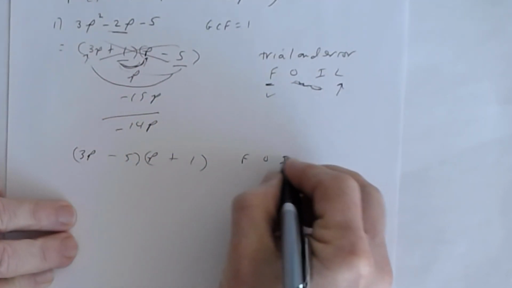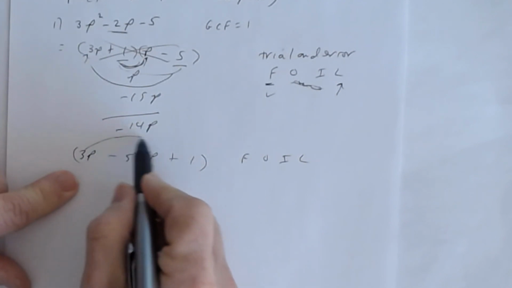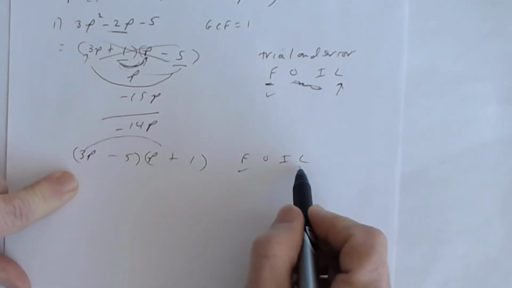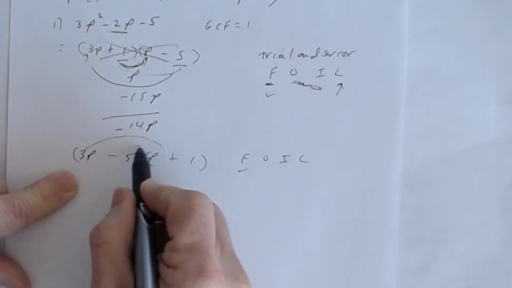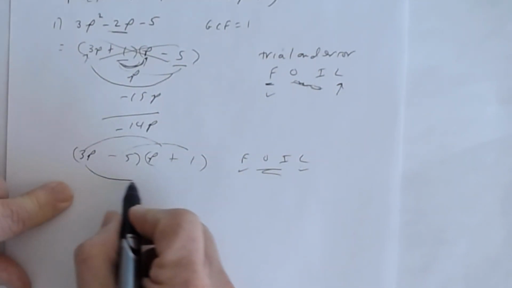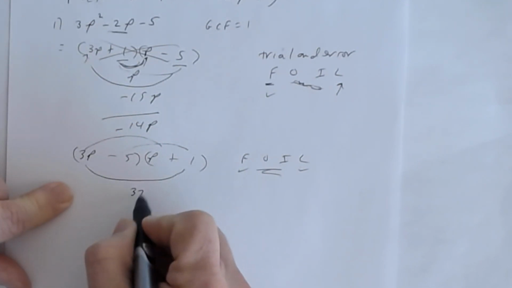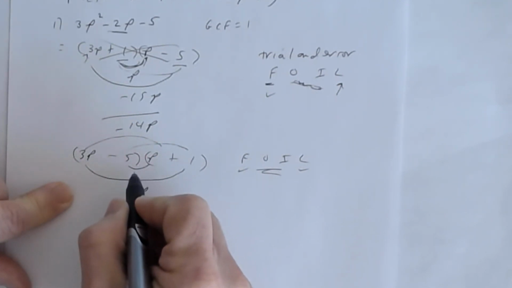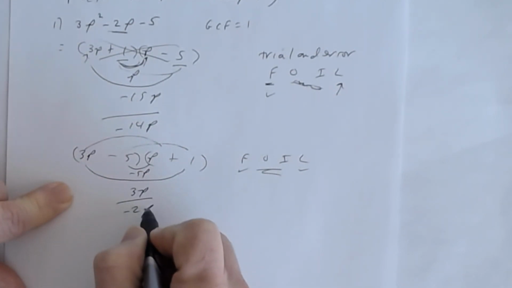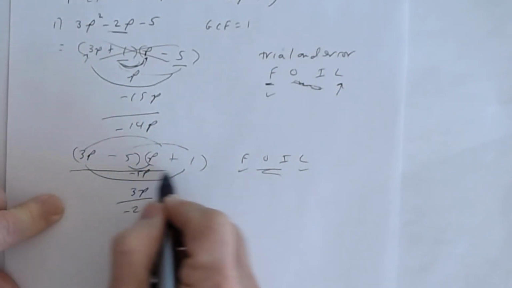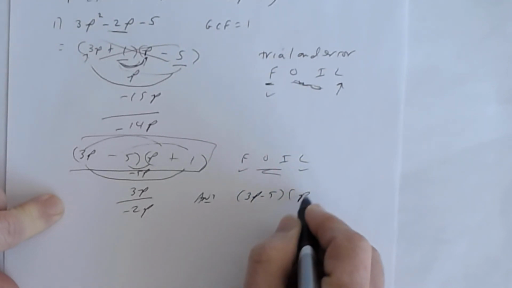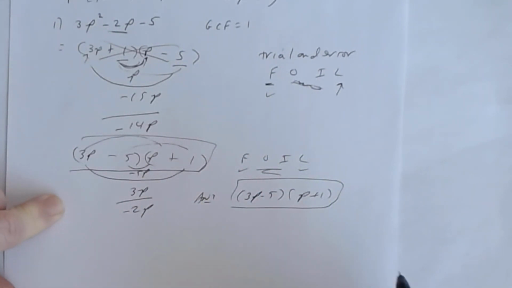So let's check FOIL again. Trial and error. 3p times p is 3p squared. I'm good so far. Now let's do the last. A negative 5 times a positive 1 is a negative 5. So far I'm good. Now let's do the outer and inner. The outer, 3p times 1 is 3p. The inner, negative 5 times p is a negative 5p. But when I add them up, negative 5p and 3p is a negative 2p. And that's what I wanted. So there's your answer. The answer is going to be 3p minus 5 times p plus 1.